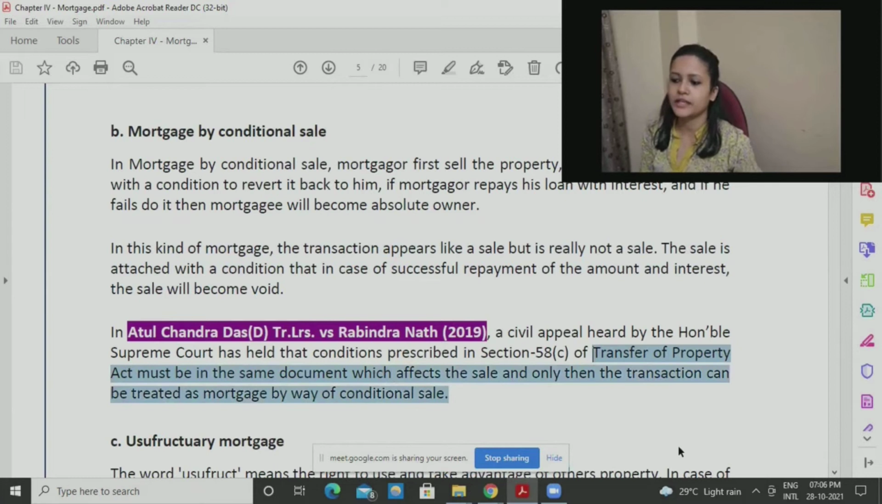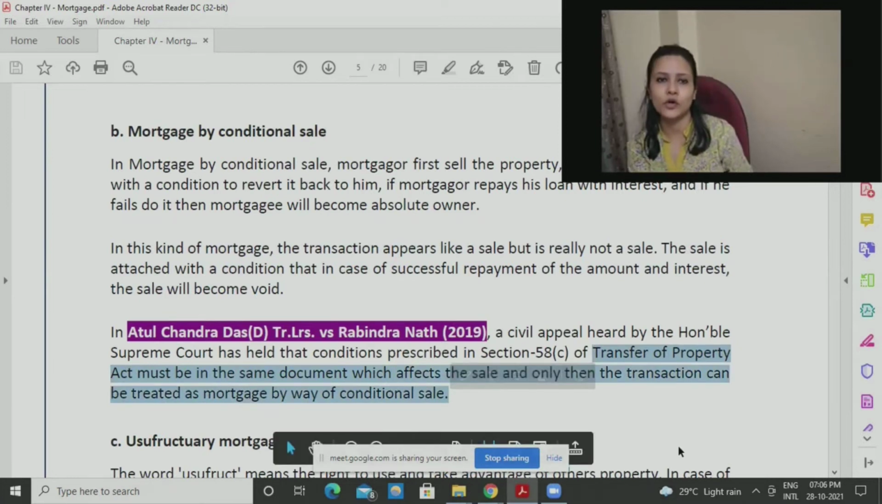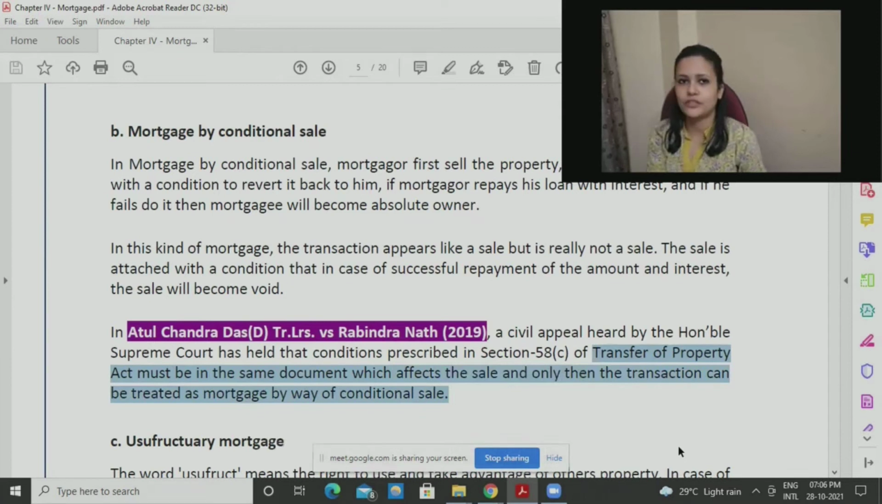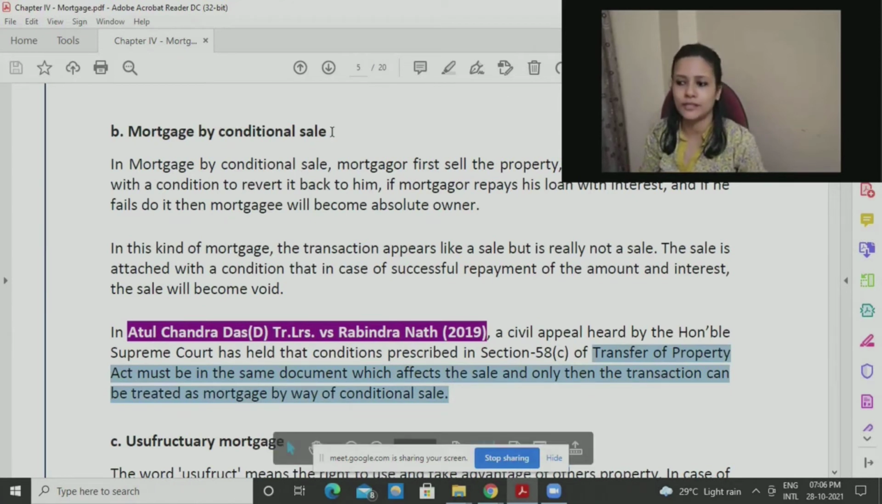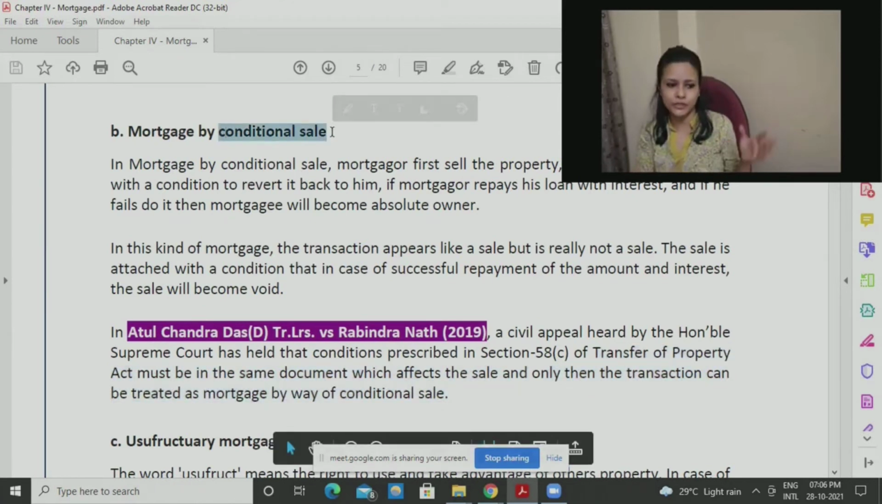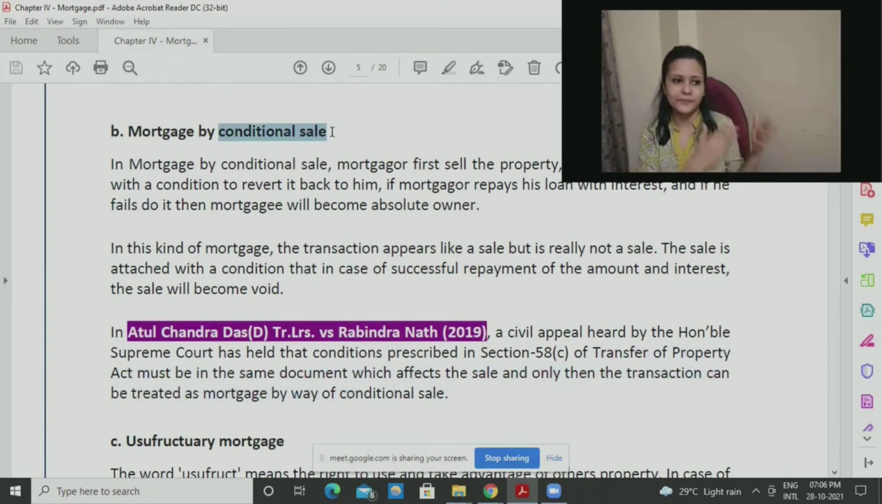Whatever the condition is, that if this person is not able to return this amount within the duration mentioned, then the property will come back to me, that's in the same document. The condition also has to be mentioned. It should not be two different documents where there is one absolute sale taking place and in another they are putting a condition, because if you are referring to a single document, it appears like a sale. So it has to be in one single document.